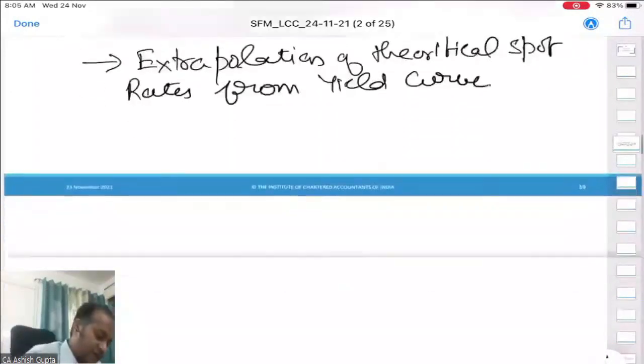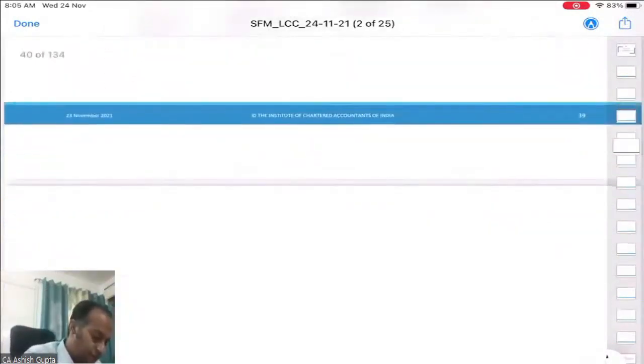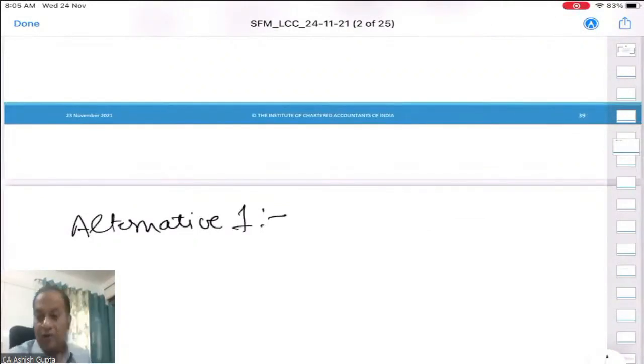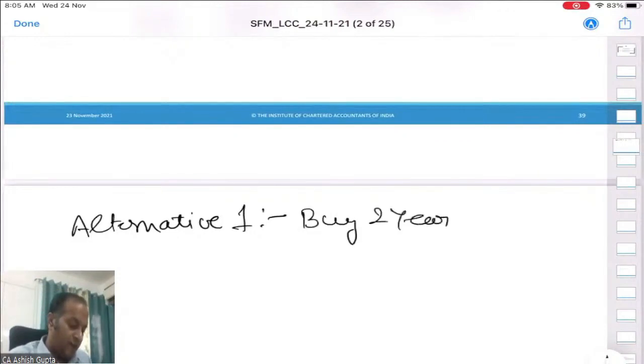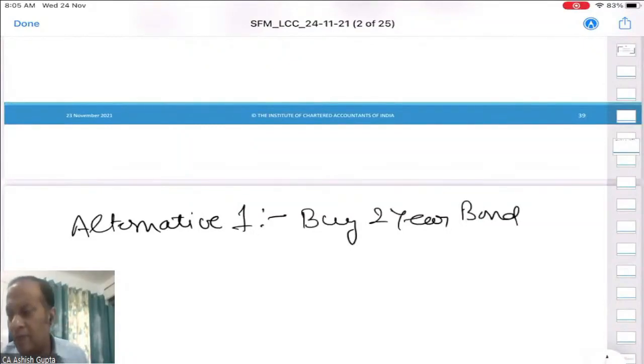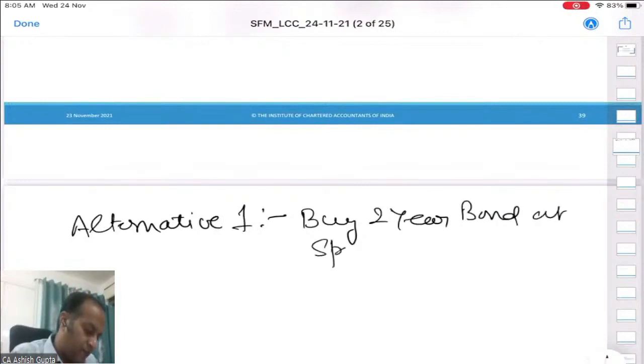Okay, now let us take an example. Suppose there are two investment alternatives. Alternative one, buy a 2-year bond at a spot rate of 8%.